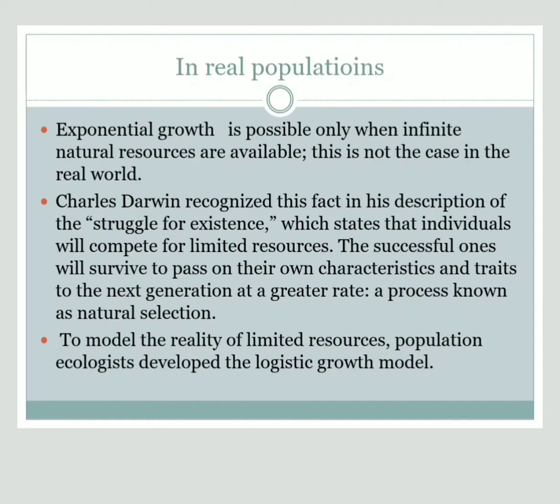Okay, so in real populations, exponential growth is possible only when infinite natural resources are available. This is not the case in the real world. Charles Darwin recognized this fact in his description of the struggle for existence, which states that individuals will compete for the limited resources. The successful ones will survive to pass on their own characters and traits to the next generation by natural selection. To model the reality of limited resources, population ecologists developed the logistic growth model.